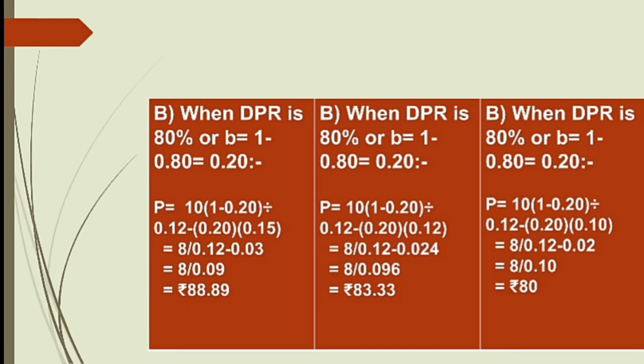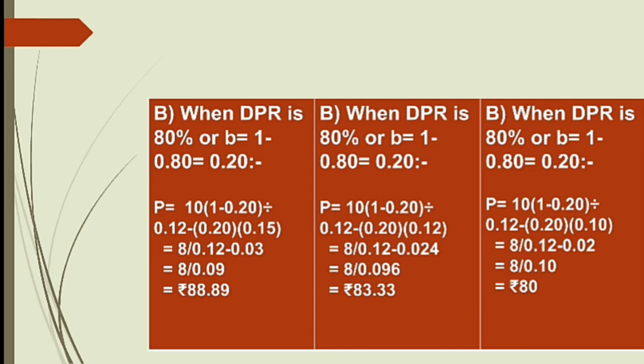So here we have to calculate the value of share according to 80% dividend payout ratio in each of the three main conditions. In the first condition, when dividend payout ratio is 80%, B can be found by 1 minus 80%, or 1 minus 0.80, which is 0.20. So B equals 0.20.